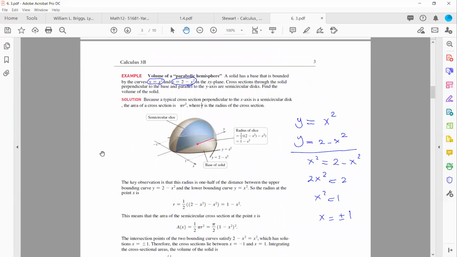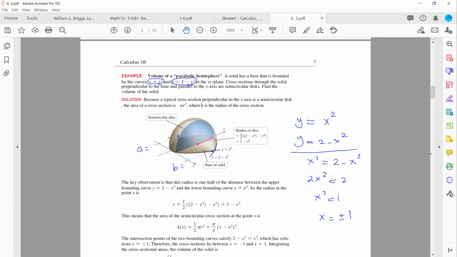Note that in the question, it doesn't give you any restriction on which quadrant or anything like that. It just says, hey, a solid has a base that is bounded between these two functions, the first function and the second function. So the intersection between these two functions ranges between -1 to 1. So the lower boundary is -1 and the upper boundary is going to be just 1.